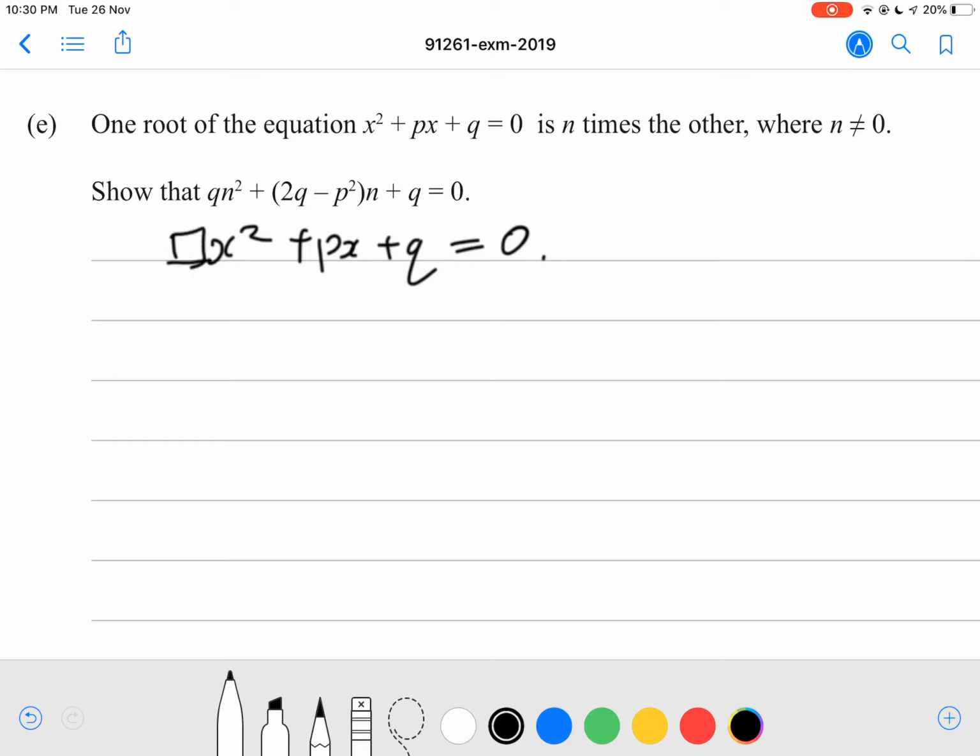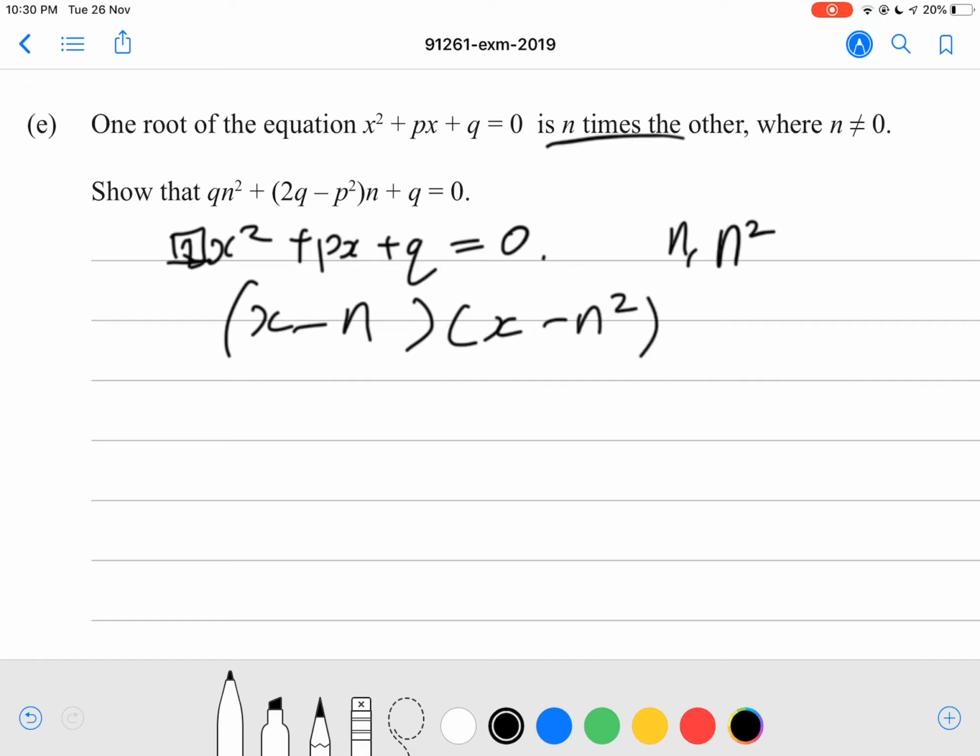So you can say this is, once again, 1x squared. So you can have x times x in order to get your x squared. However, we know one root is n times the other, so one root could be n and another root could be n squared. So basically I could rewrite this equation as x minus n and x minus n squared, because the roots of this equation would be x equals n or x equals n squared. So one root is n times the other. So this is correct. Basically we're going to expand this out.